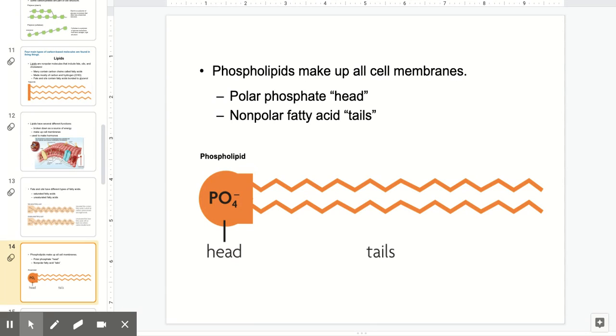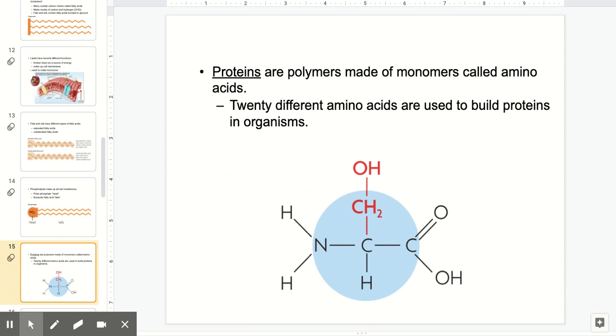Phospholipids make up cell membranes, and they have this area here called a phosphate head. Then the zigzag is a fatty acid tail. The phosphate head likes water and is polar, and the non-polar fatty acid tail does not like water. That leads to the structural orientation of the cell membrane.